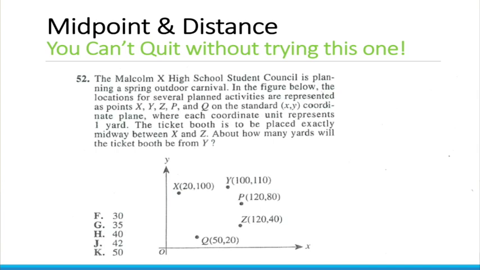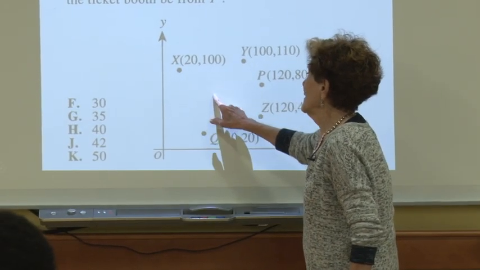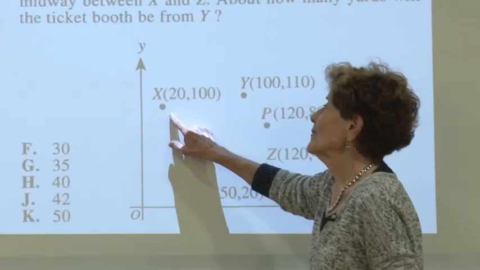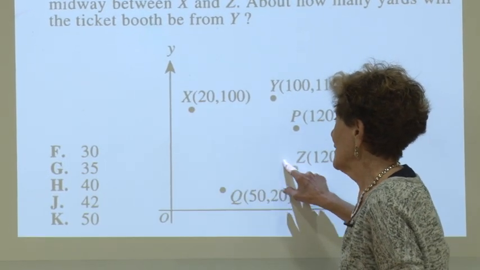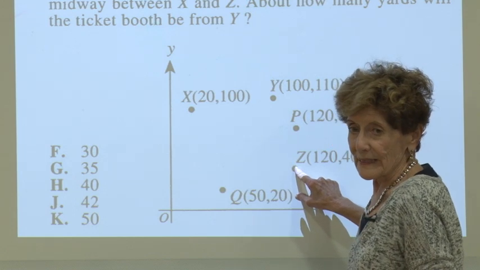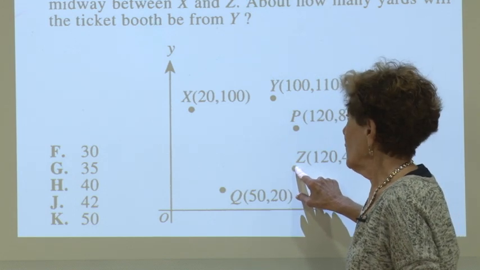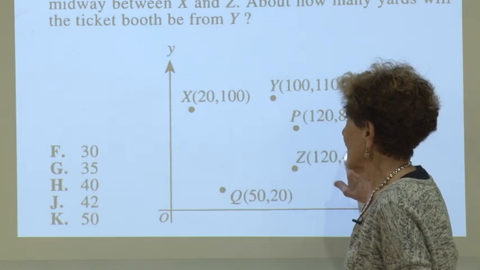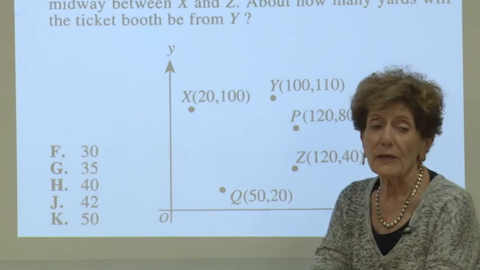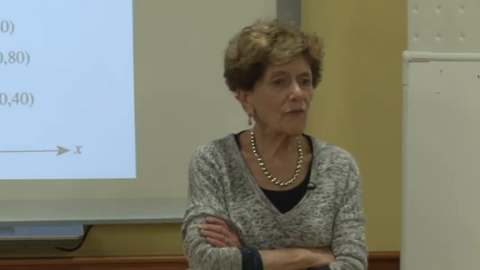Fine. The ticket booth is to be placed exactly midway between X and Z. Midway, and I just didn't have time to do all the red marks for you, and I should have. Midway here. So by midway, they're asking for the midpoint. And all you do is average your X's and average your Y's. What's 120 plus 20? 140. Divide it in 2. 70.